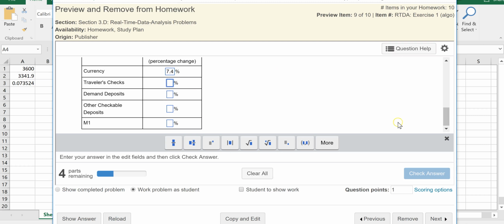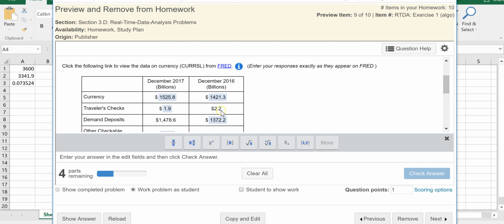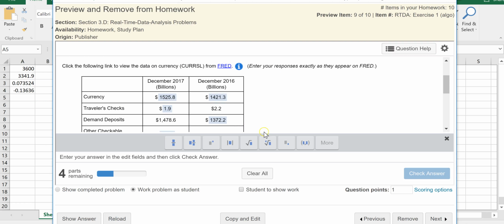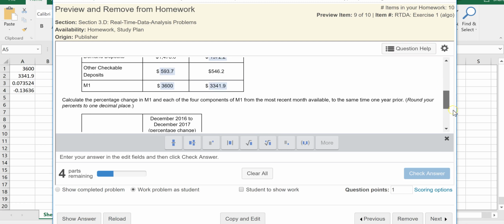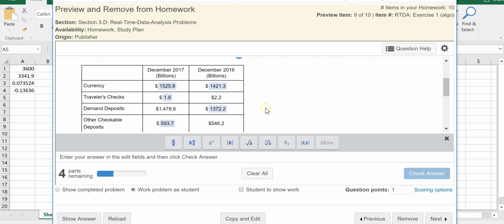So we do the same for the travelers checks component. Travelers checks goes from 2.2 to 1.9. So this will be a negative change, and that will be negative 13.6. Have to be very careful about the sign. Negative 13.6.